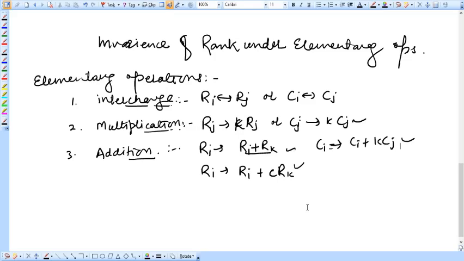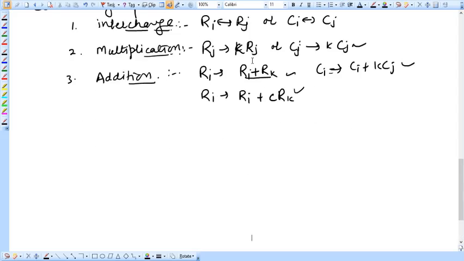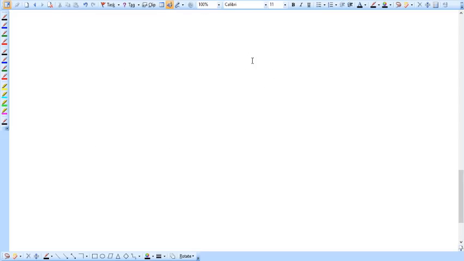So these are the elementary operations which you have, I think, studied in elementary classes. Now I just want to tell you a few results about invariance of rank under the elementary operations. I'm just stating the results without proof, because it is not very important to discuss the proof here.